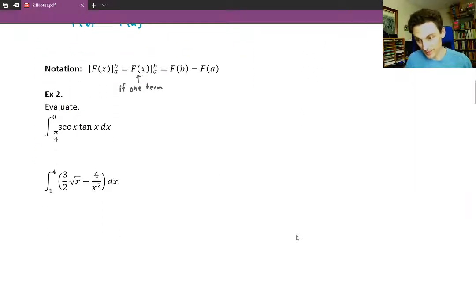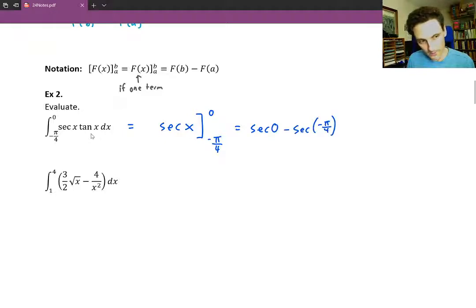Let's look at example 2 to see how this works. Here, we're looking at the integral from negative pi over 2 to 0 of secant x tangent x. So we're thinking, what's an antiderivative of secant x tangent x? If you said secant x, that would be correct. That's only a single term, so I'm going to put a bracket right here and put negative pi over 4 to 0. What this means is plug in the 0, put a minus, plug in the negative pi over 4. Secant 0, minus secant negative pi over 4. And secant 0 will be 1. Secant negative pi over 4 will be square root of 2. So we have 1 minus square root of 2.